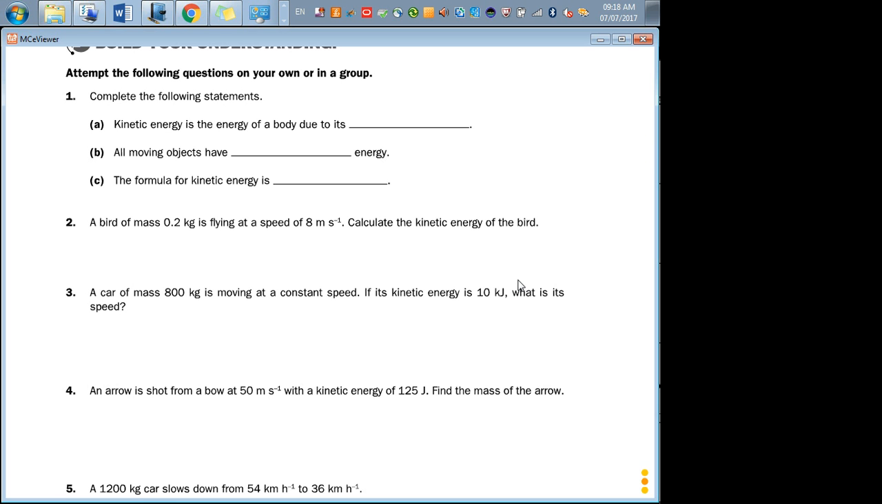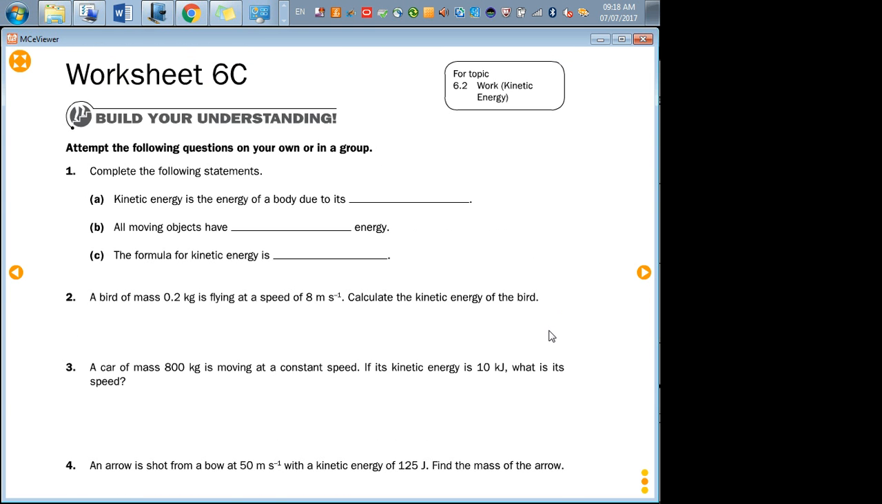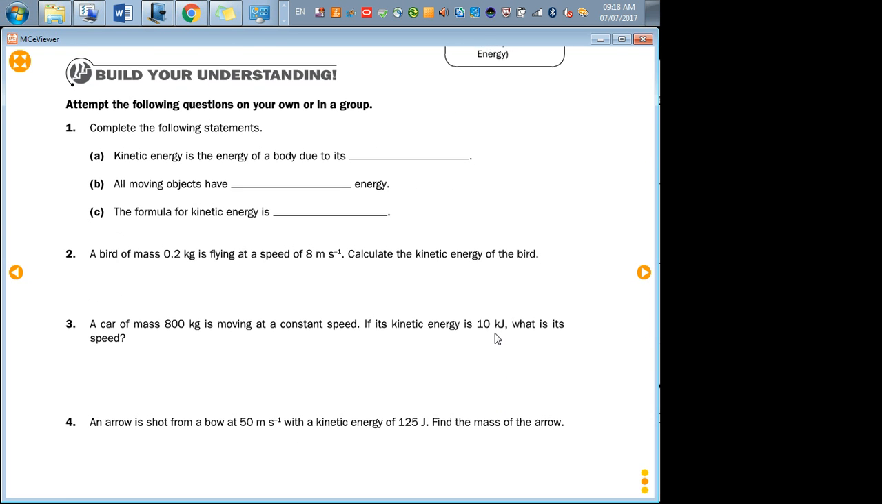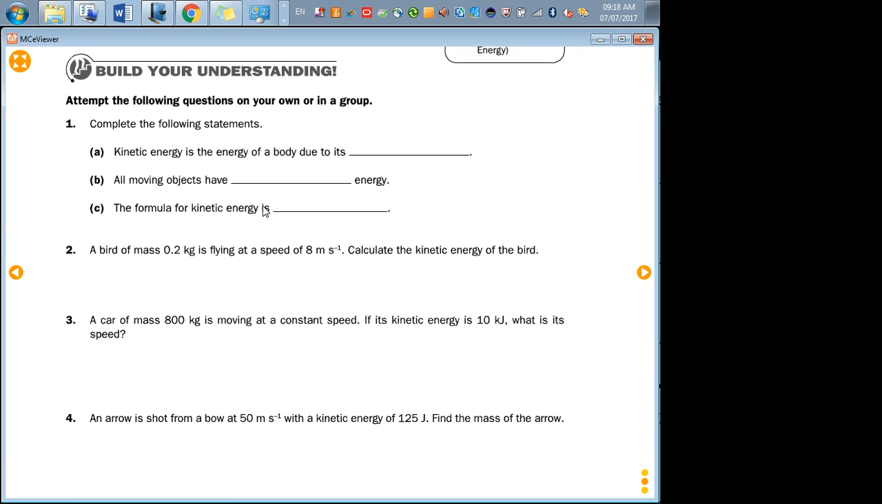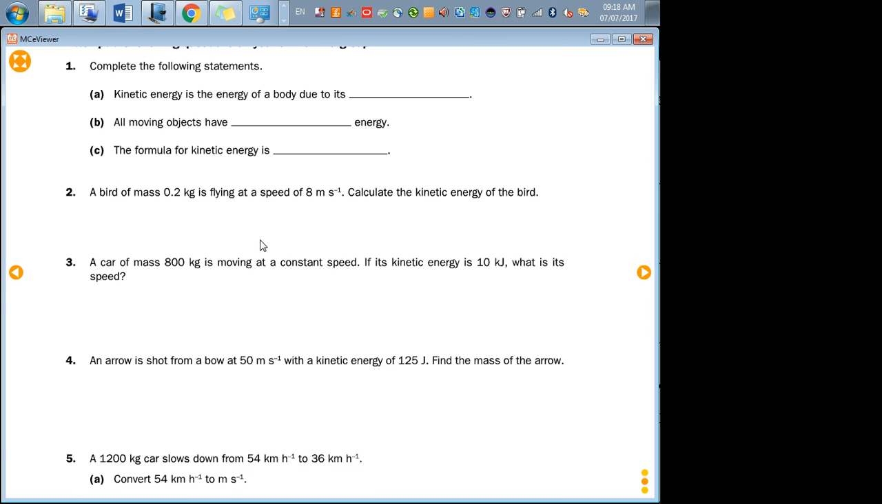Okay, so next, we still have a bit of time. Let us go on to worksheet 6C. I'll go through some selected questions. Okay? Question 1, you can do it yourself. Question 2, how should we do this? Read the question. What should we write?